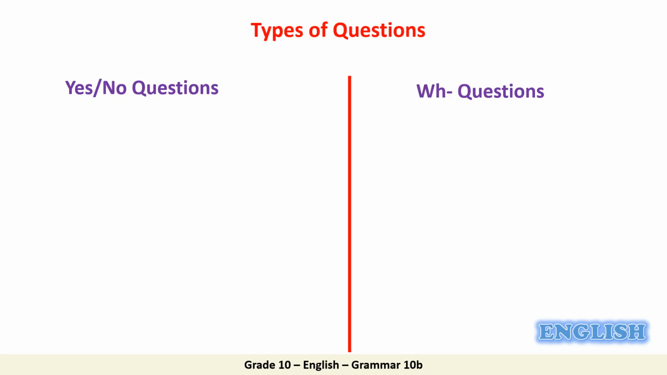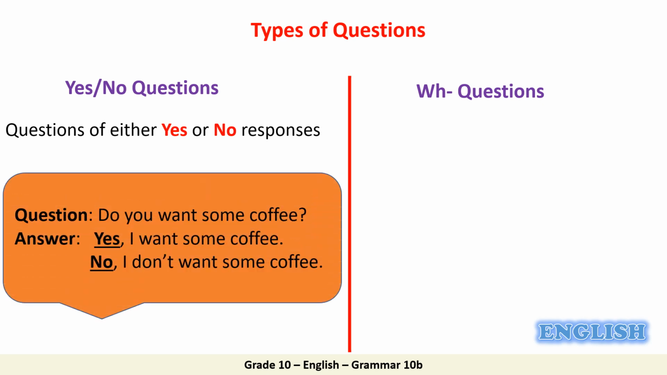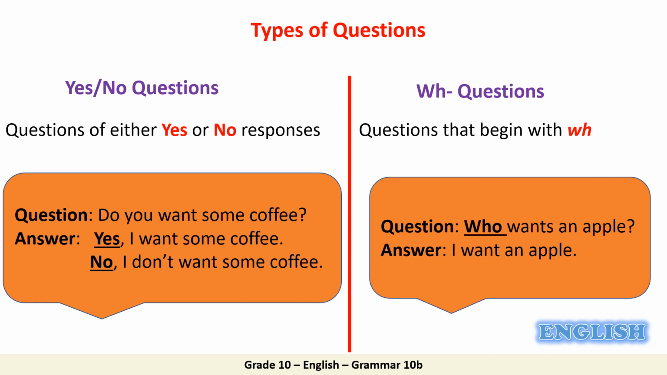There are two types of questions. We have yes/no questions, so questions with either a yes or no response. For example, do you want some coffee? The answer is yes, I want some coffee, or no, I don't want any coffee. The other type is the WH question, and they are questions that begin with WH. For example, who wants an apple? The answer is I want an apple.